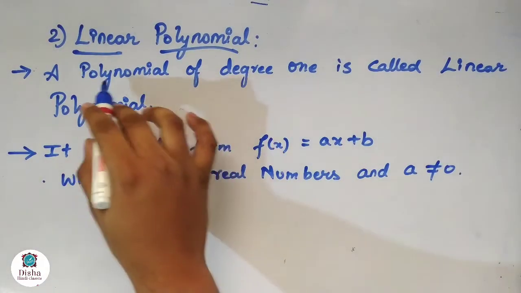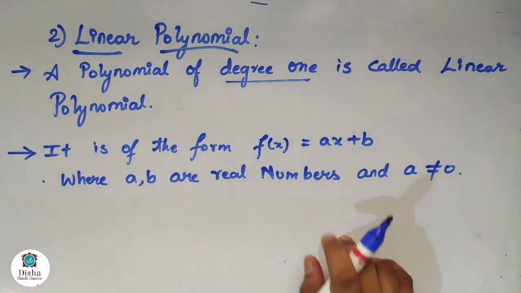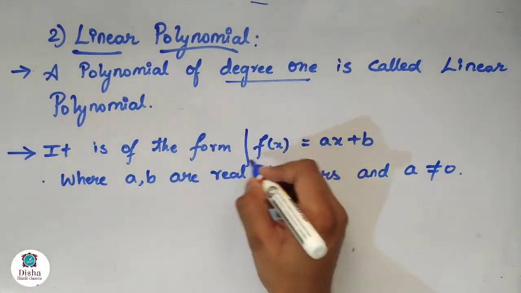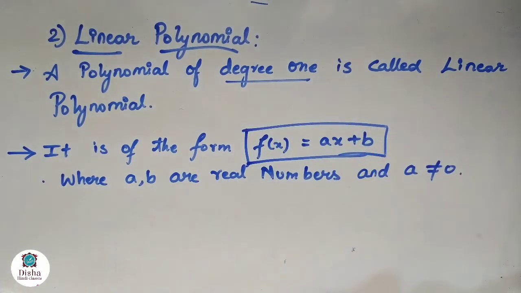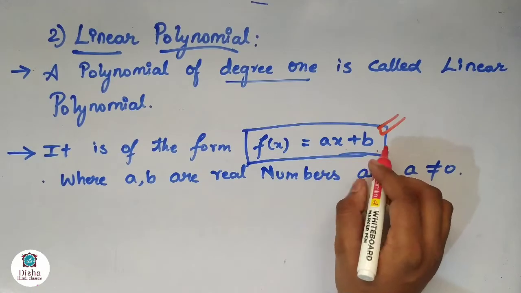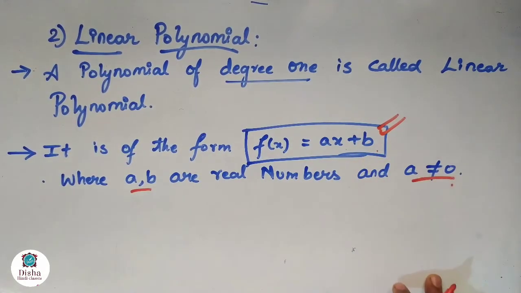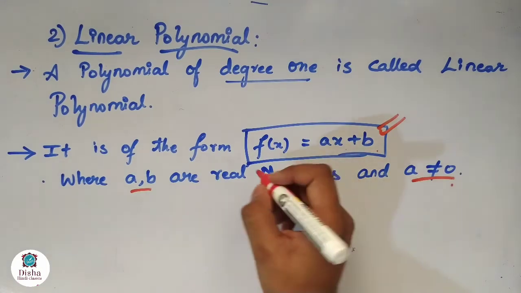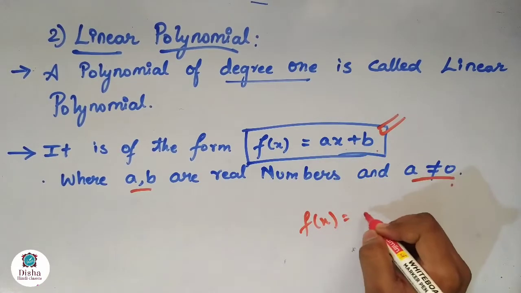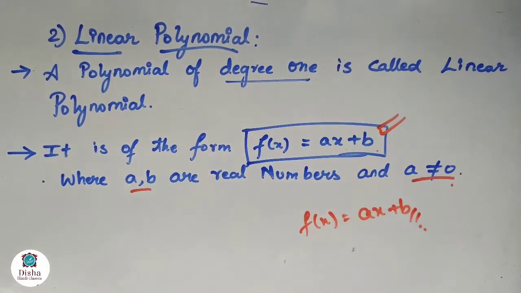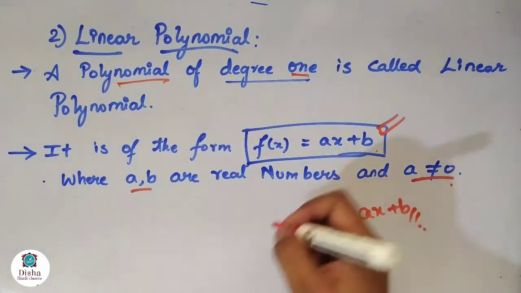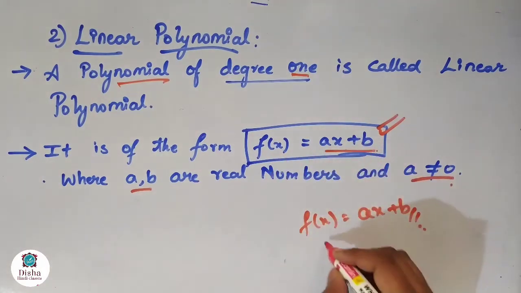Now the linear polynomial, a polynomial of degree 1. We have seen the zero polynomial with degree 0. Now we have the linear polynomial with degree 1, and it is of the form f of x equals ax plus b, where a and b are real numbers and a is not equal to 0, right? This is important. So a linear polynomial means a polynomial with degree 1, and the linear form means f of x equals ax plus b.